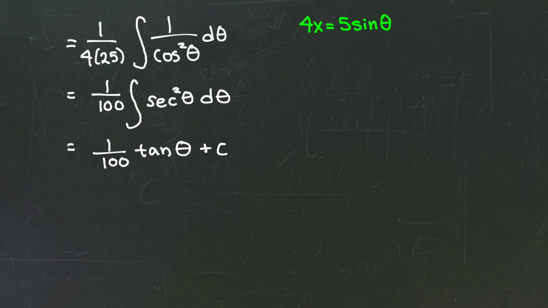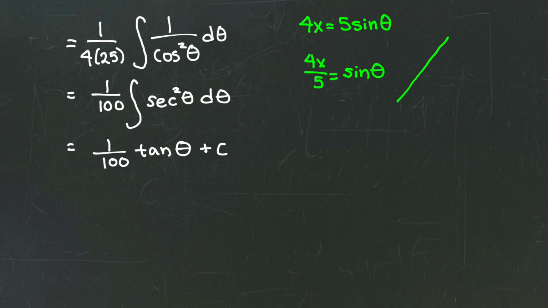All right, so very last step, what do we need to do? We need to convert this tangent of theta into our x's. And so I put the original substitution that I made where I wrote 4x equals 5 sine theta. And remember, then we solved for x and made it 5/4. But if we use 4x equals 5 sine theta and we divide both sides by 5, notice you get a relationship for just sine theta, which is 4x divided by 5.